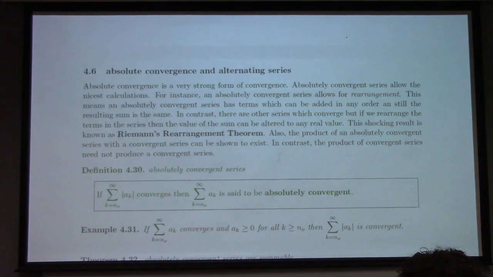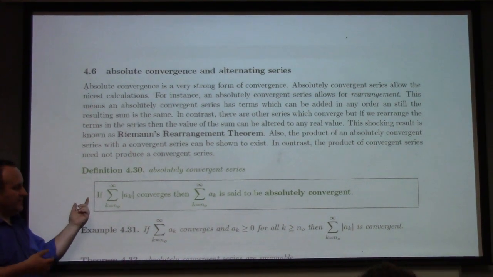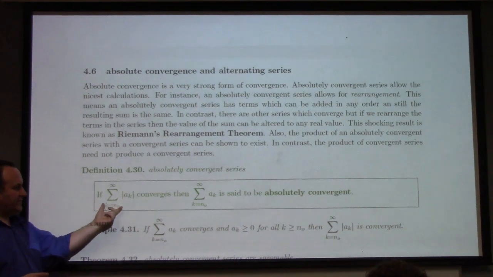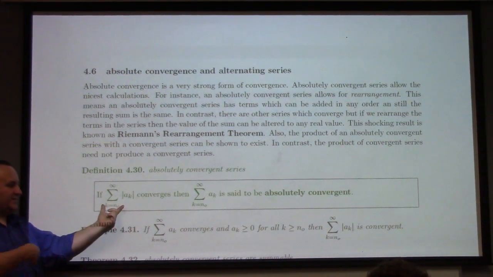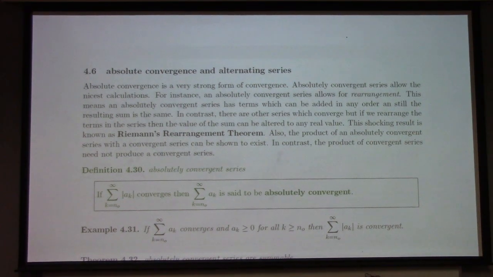in this story is absolute convergence and alternating series. We say that a series is absolutely convergent if the series formed by the absolute values converges. In other words, if you take a given series and add up the absolute values of its terms and that converges, then that series is said to be absolutely convergent. Absolute convergence is a stronger form of convergence than just plain convergence for a series.